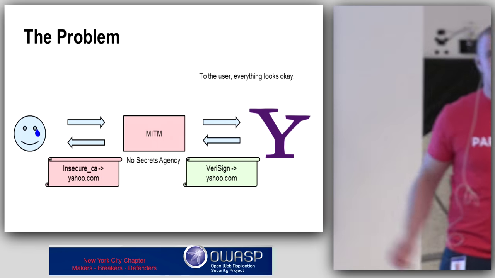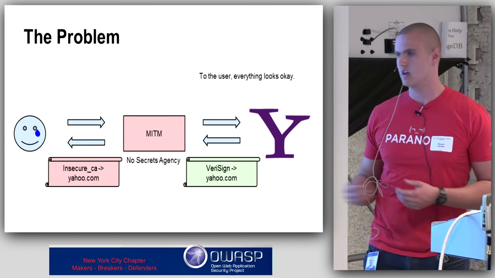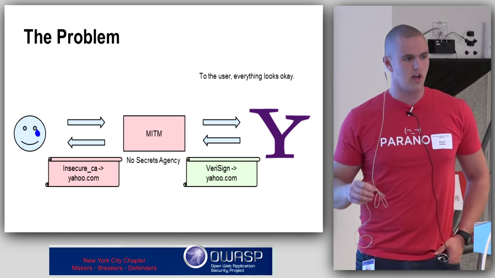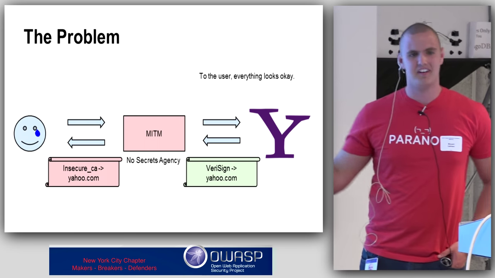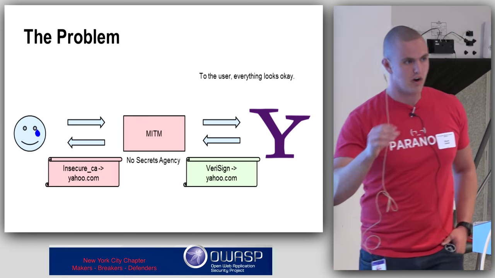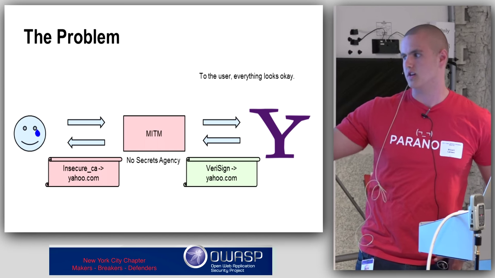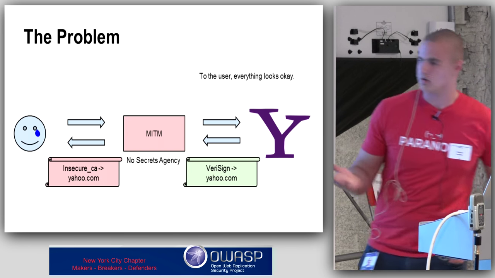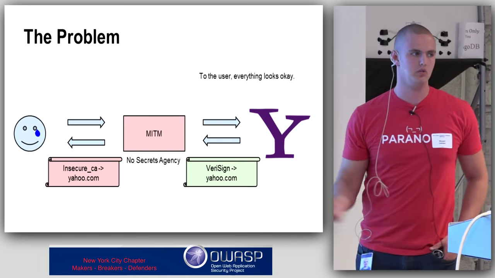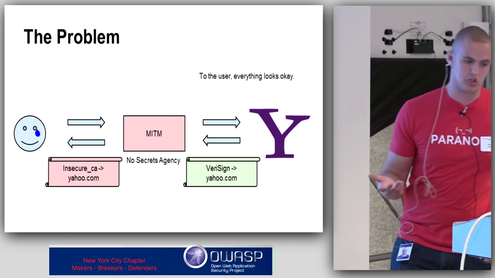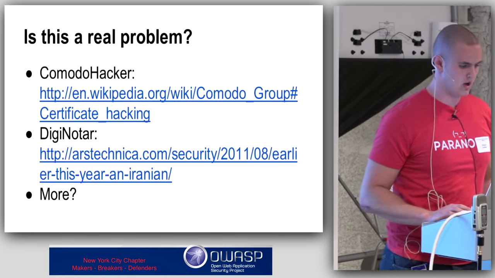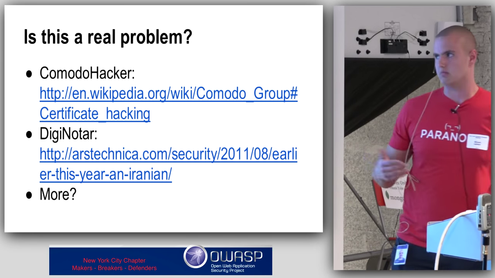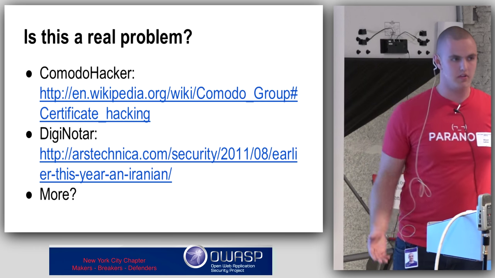Essentially, we're assuming this No Secrets Agency has compromised one of these certificate authorities, and they can then create a certificate for yahoo.com. When your client connects to yahoo.com, even though it's a man-in-the-middle host, your browser is still going to give you that green little icon because your browser trusts this insecure CA. That's just how the model works right now. And so the No Secrets Agency is effectively able to man in the middle between you and the server, and the client just doesn't have any idea that this is happening. So is this a real problem? The problem here is that certificate authorities can be taken over, and our browsers entrust all certificate authorities pretty equally. And this has been a problem in the past.